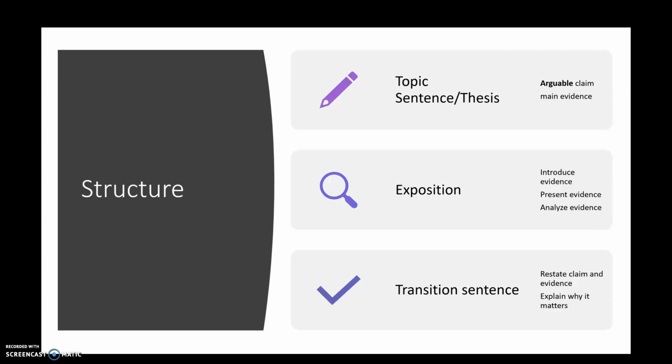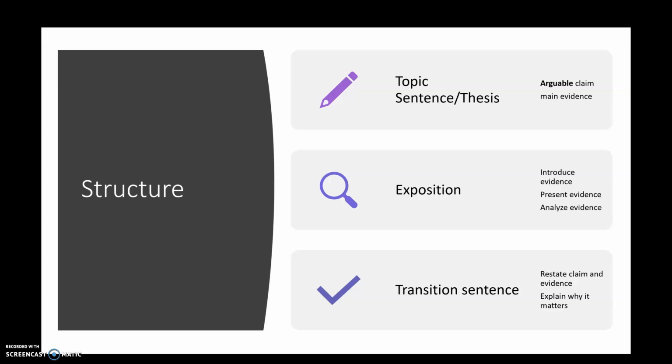For your body paragraphs, you will have a topic sentence, then your exposition, your transition sentence. The thesis statement or topic sentence should have an arguable claim and should present the main evidence. In the case of the thesis statement, the main evidence for the paper as a whole, and in the case of the topic sentence, the main category of evidence for that paragraph. Your exposition, you're going to introduce your evidence, present your evidence, and analyze your evidence.